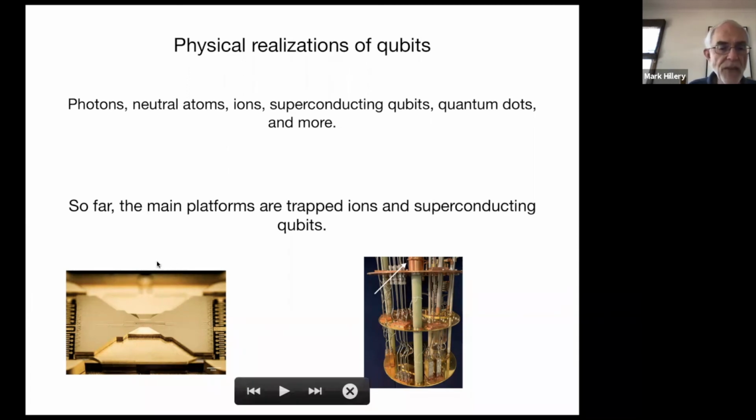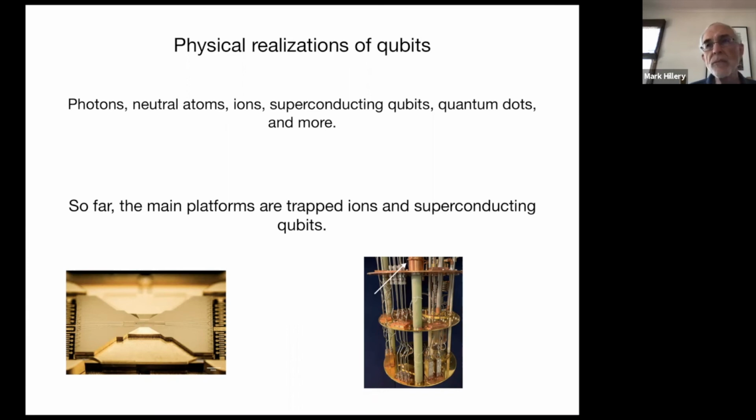So this thing on the left here is a chip with a line of ion traps in it, okay? And that thing on the right is a bunch of superconducting qubits, which has to be held at a very, very low temperature. The superconducting qubits are being pursued by a number of people, in particular the groups at Google and IBM, who are working very hard using the superconducting qubits.